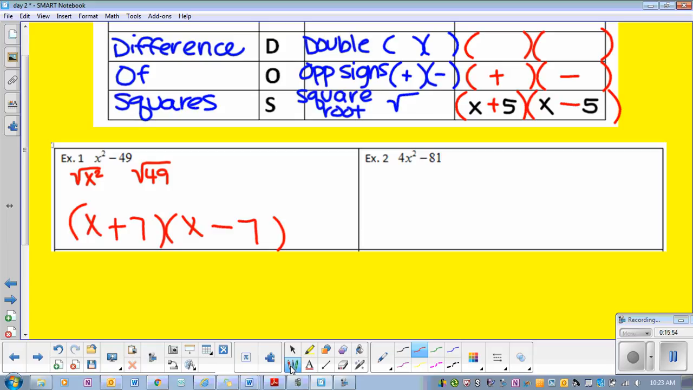Okay, let's look at example 2. Do I have two terms? Is it subtract? Yeah. You know what though? I have a number 4 in front. 4 and 81. Is there a GCF? Check it on your calculator. Go to math, number GCD. Tell me, 4 comma 81. Right above the 7. It's 1. Okay.